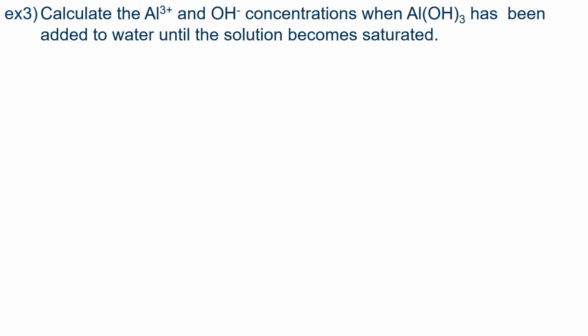Example 3, calculate the aluminum ion and hydroxide concentrations when aluminum hydroxide has been added to water until the solution has become saturated. The first thing we do is write our balanced decomp reaction for the solid, which would be aluminum hydroxide breaking up into aluminum ions and 3 hydroxide ions. Now I want you to leave a little bit of a space below here because we're going to add some numbers in there afterwards. So down a few lines, we'll write the KSP expression.